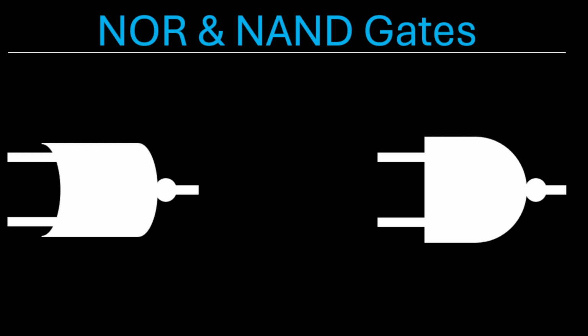Hello everyone. Today we're going to be learning about NOR and NAND gates. So on the left hand side we have a NOR gate, which is essentially just an OR gate with an inverter attached to the output. And on the right we have a NAND gate, which is just an AND gate with an inverter attached to the output.